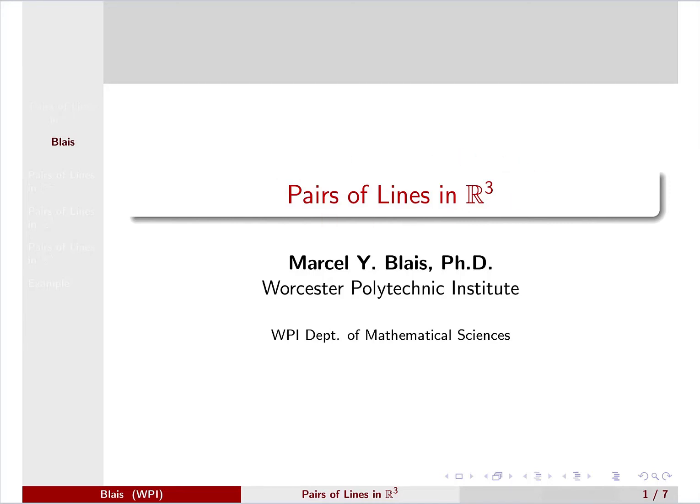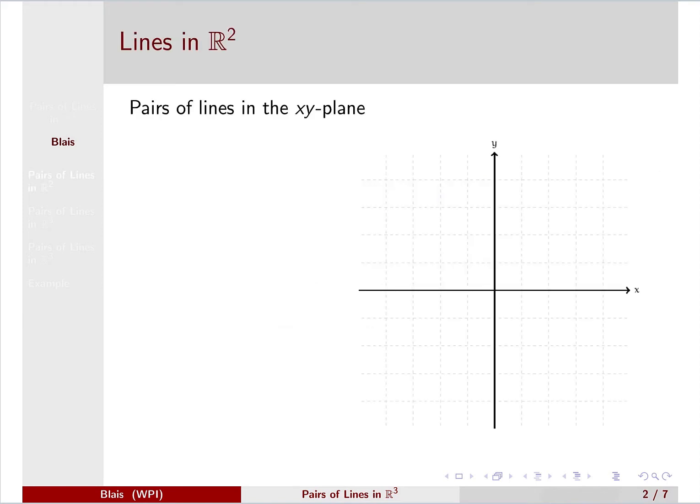In this lecture, we will be looking at how to handle pairs of lines in three-dimensional real space. So let's think about the story with pairs of lines in the xy plane, in R2. We have two possibilities. We either have parallel lines or we have intersecting lines.